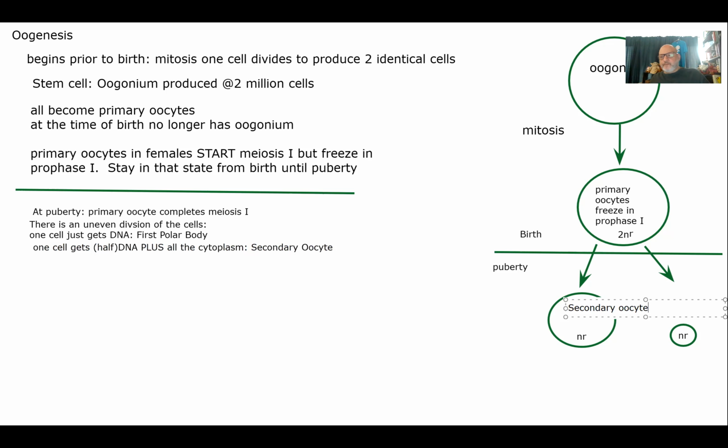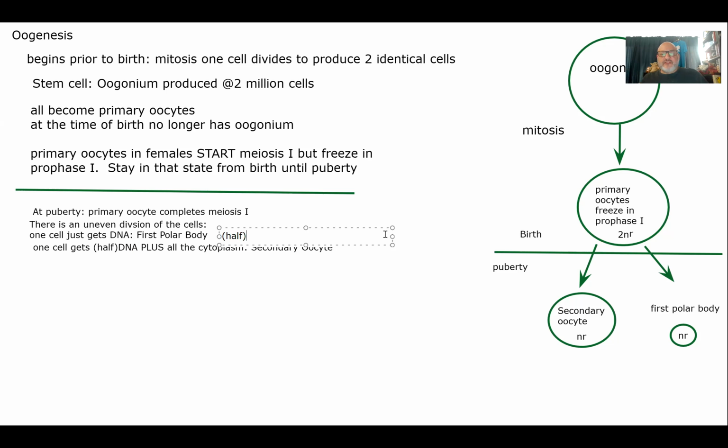Why? Why not just divide it evenly like we do with the sperm? Why not give both cells the DNA and the cytoplasm? Well, true. Both of them get half the DNA. So this one also gets half the DNA as well. So they're both getting, right?